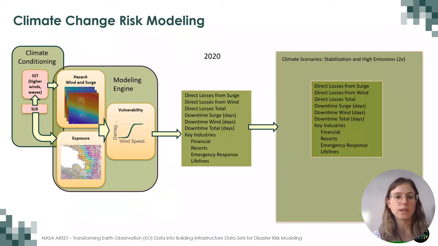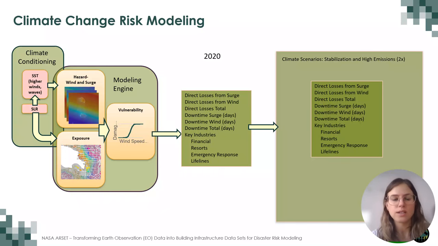The important thing here is for you to understand what the process is. So we start by climate conditioning the hazard. What does this mean? We know, based on different types of projections, based on these different climate scenarios, how the wind, how the hurricanes are going to be affected by climate change. So we expect, for example, higher winds, so we can in this way modify the hazard. Also, we expect higher sea surface temperatures. So that means, besides higher winds, it also means higher waves. And the same goes with sea level rise. That also affects the height of the waves and the severity of the flooding.